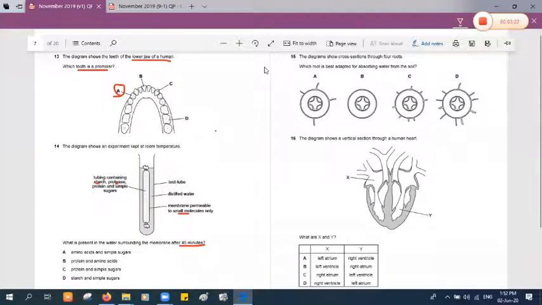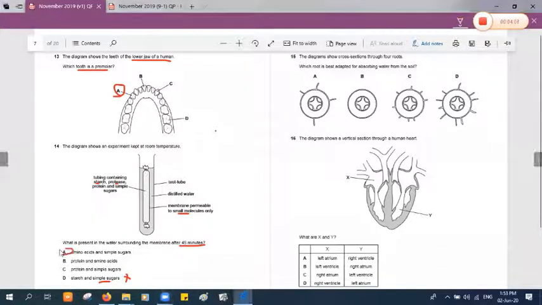So number 14, no, think again, it is not D, sorry, it is not A. You say, again, you say A or D? It's not D. Why? Because simple sugar and starch, actually simple sugar can pass, but starch is a large molecule. So it cannot pass. Only the small molecules can pass and diffuse through the membrane. So what are the small molecules?